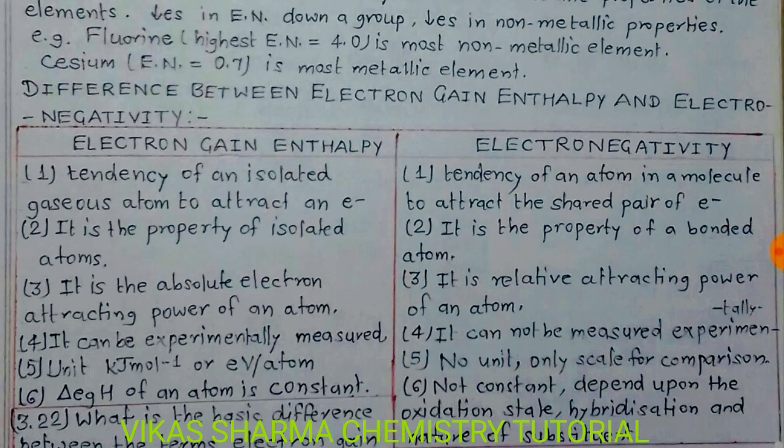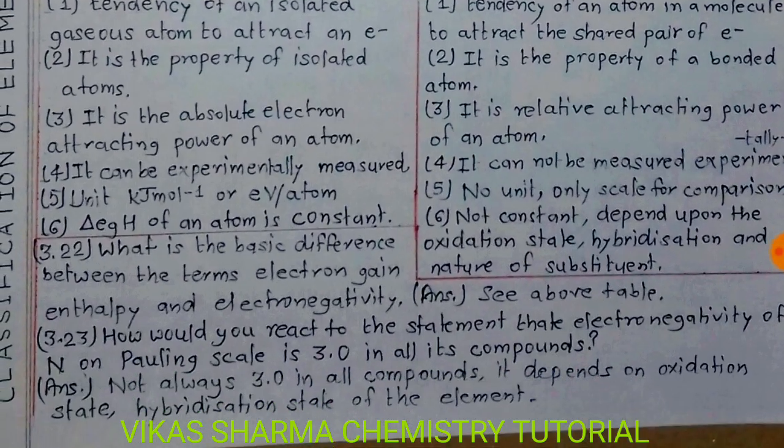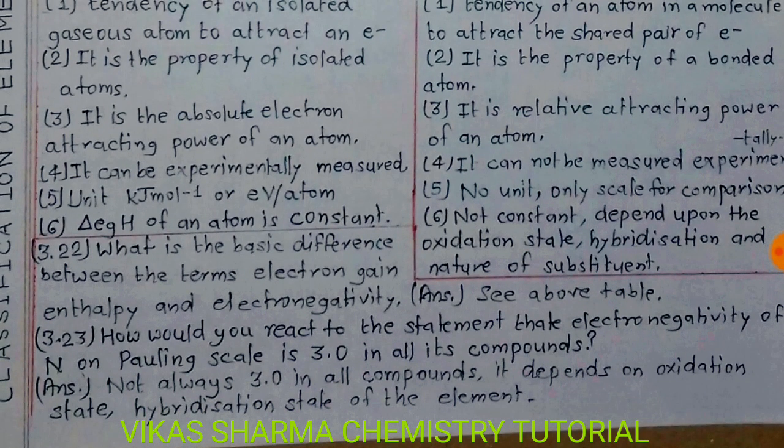Fourth, electron gain enthalpy can be experimentally measured, but electronegativity cannot be measured experimentally. Point number 5, electron gain enthalpy has the unit kilojoule per mole or electron volt per atom, but electronegativity has no unit, only a scale for comparison. And point 6, delta EGH for an atom is constant, but electronegativity is not constant and depends upon the oxidation state, hybridization and nature of the substituent. Questions 3.22 and 3.23 are based on this.